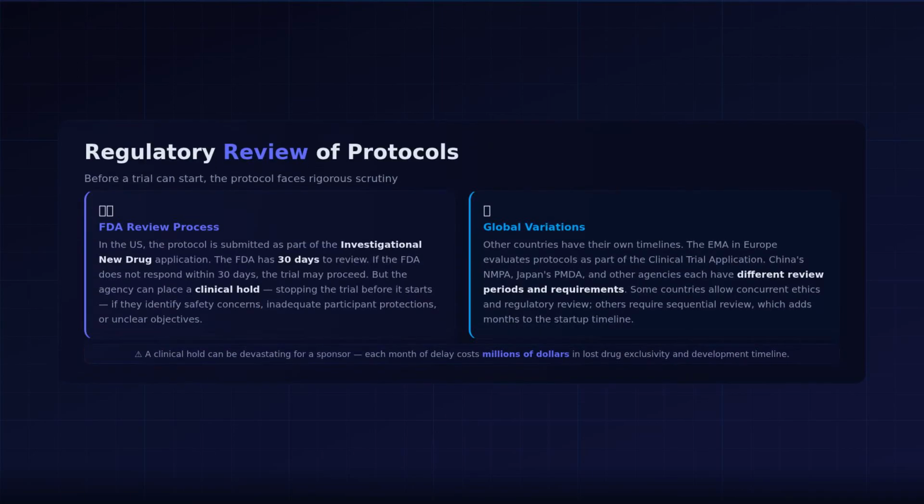Before a trial can start, the protocol undergoes rigorous regulatory review. In the U.S., sponsors submit a protocol as part of their investigational new drug application. The FDA has 30 days to review. During this time, they may place a clinical hold, stopping the trial from starting, if they identify safety concerns, inadequate participant protections, or unclear objectives. Similar processes exist at regulatory agencies worldwide, though timelines vary by country.